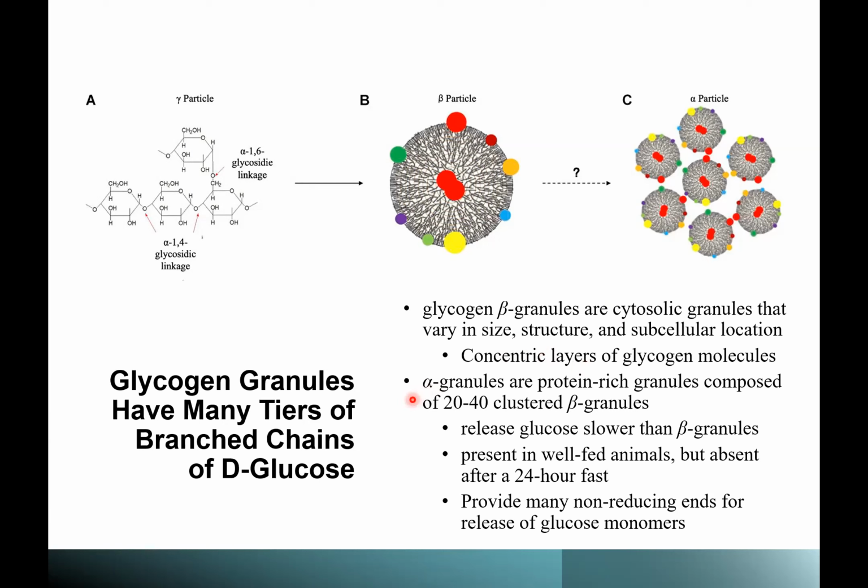The next layer of structure, and I would say a higher level of structure, are the alpha granules, which include protein and are simply 20 to 40 clustered beta granules. So this is our beta granule here, and we can get a feel for these concentric layers, right? These come together to form the alpha particle, a higher level of structure. Needless to say, given the higher complexity of the structure, these release glucose more slowly than beta granules. These alpha granules will be present in well-fed animals, but get used up or are absent after a 24-hour fast. And they do provide many of these non-reducing ends for the release of glucose, which is what we want when we're seeking out a source of energy.